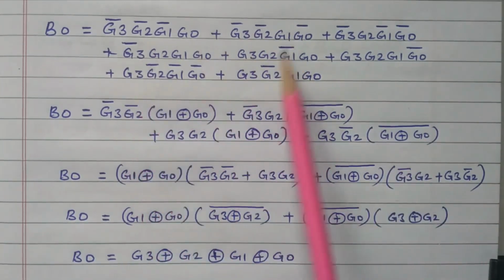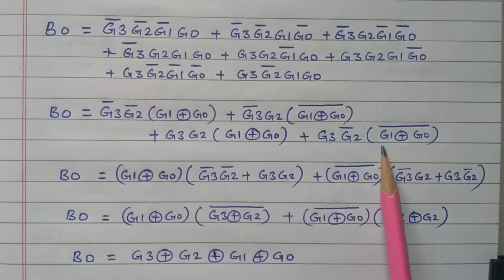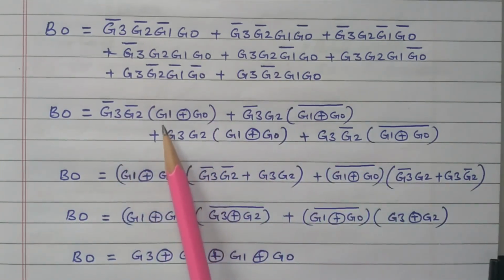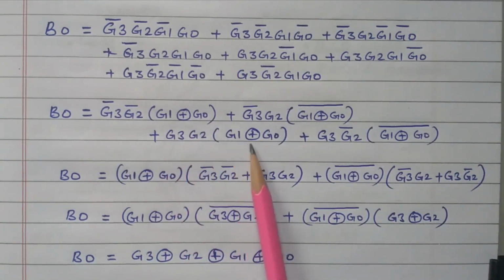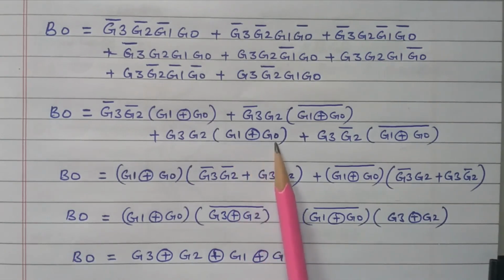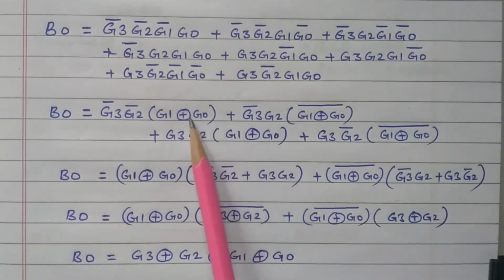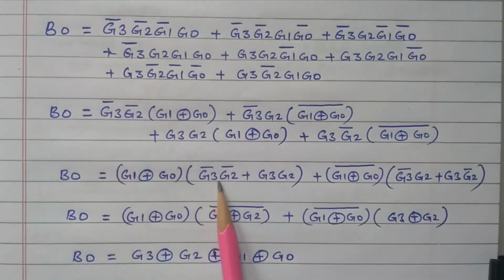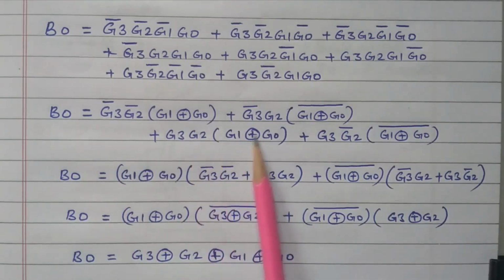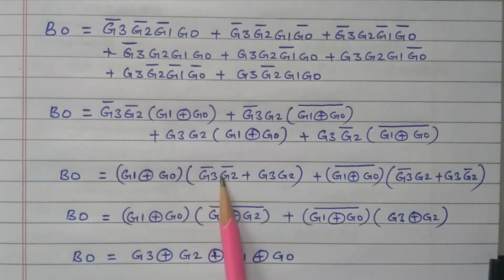So now these 8 terms become 4 terms. We are taking the common terms outside. See this G1 exclusive OR of G0, here also G1 exclusive OR of G0 is available. The first term and third term have it in common, so that is taken outside. So what is available here? G3 dash G2 dash, here G3 G2, right? The common term is taken outside, so the remaining terms are written.